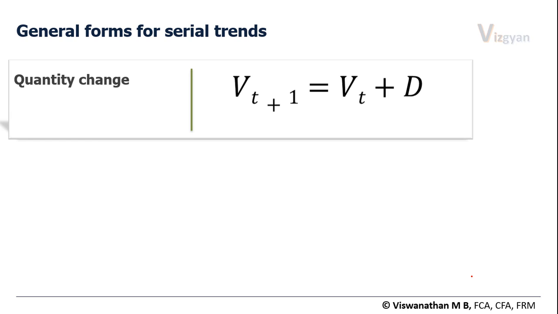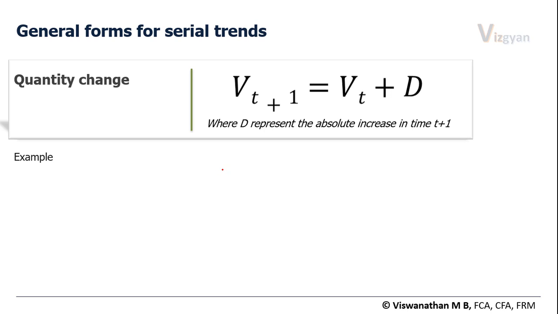But what about data that shows trend? When you have data that shows trend, there are two possible ways in which we can express the equations. One form of equation is to use quantity change, where we say value at time t+1 is equal to value at time t plus d, where d stands for the absolute increase in time t+1.